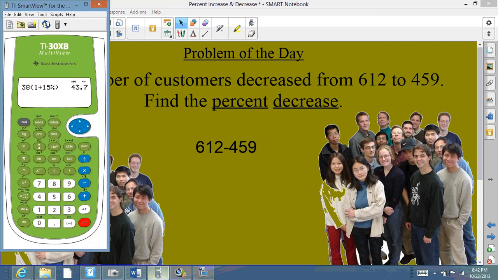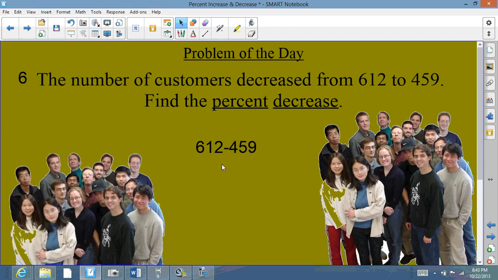Get my calculator. 612 minus 459. And this will show us our change. So it's 153 is the amount of decrease.